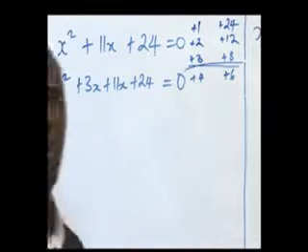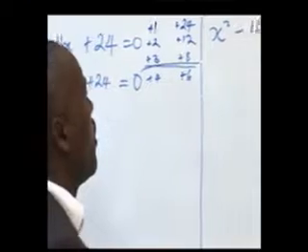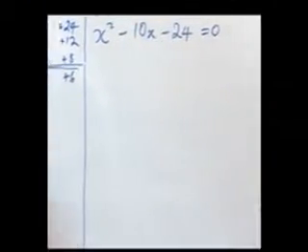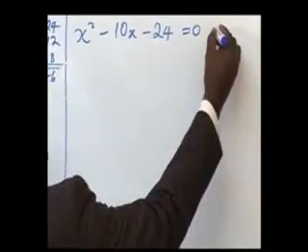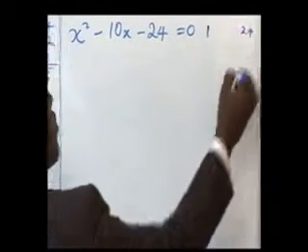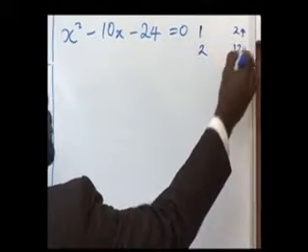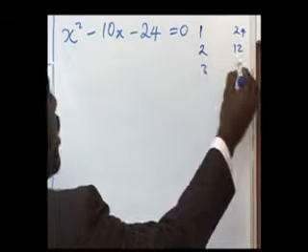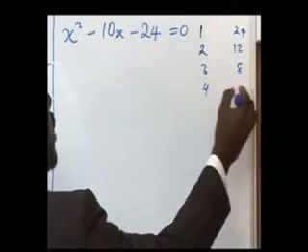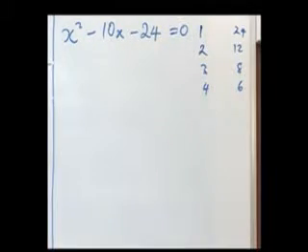Let us look at this one. Again, the number is 24. What are the factors? 1 times 24, 2 times 12, 3 times 8, 4 times 6. We need just one set.